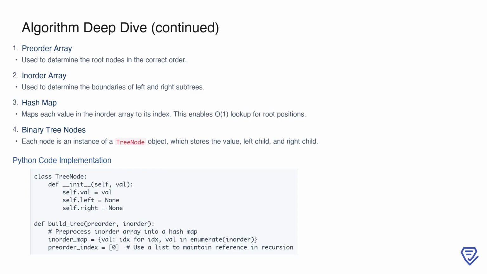The binary tree nodes themselves are instances of a tree node class, which stores the value of the node and references to its left and right children. With these data structures in place, we can efficiently implement the recursive solution. The Python implementation starts by pre-processing the inorder array into a hash map. We also use a list to track the preorder_index, ensuring it remains mutable and accessible across recursive calls. This setup forms the foundation for the tree construction.